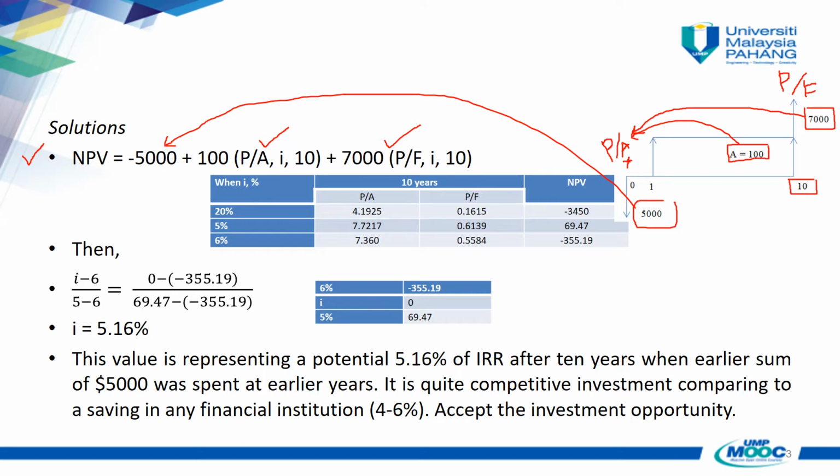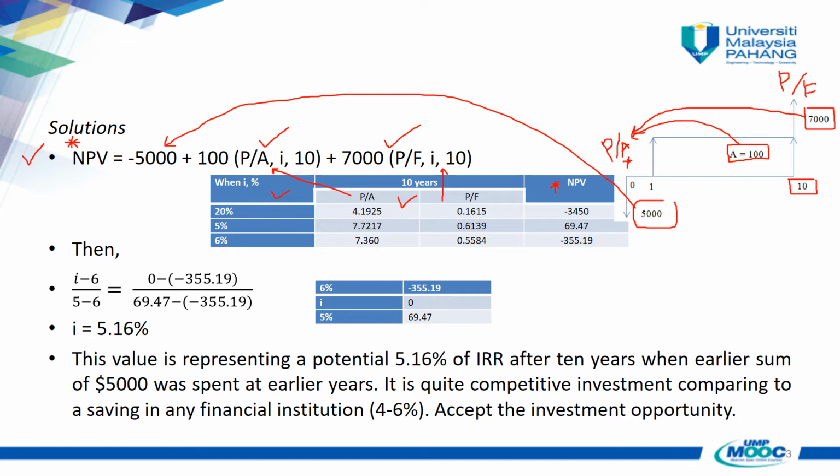And then we will construct our table. One column is to calculate finding P when you know the A, and then this one is to calculate finding P when you know the F, and then this NPV column is to calculate the exact amount for the NPV.